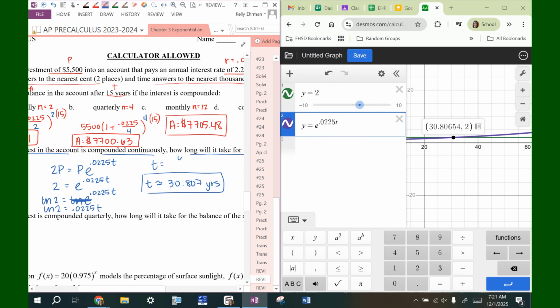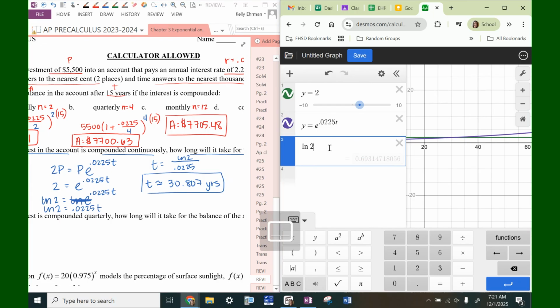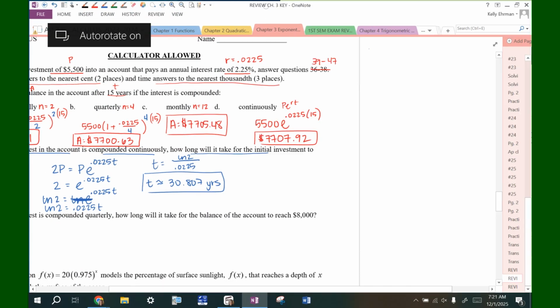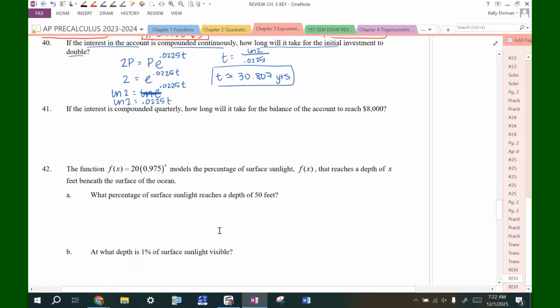So if I type in natural log of 2 divided by 0.0225, I should get the same answer for t. So let's just double check on that. Again, you don't have to do it both ways. I'm just showing you both ways. Yeah, same answer. See? So it doesn't matter to me whether you stop here and solve by graphing, that's my preferred method, or if you solve algebraically, you should get the same exact answer. I usually solve by graphing, and then if that's proving to be challenging, like sometimes the zooming gets pretty weird, then I switch to algebraic.